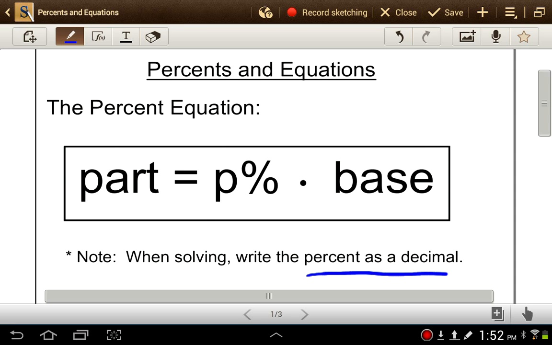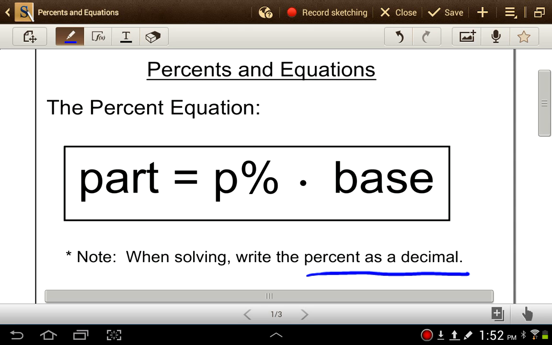It's really important to know that if it's 50%, you don't write 50, because then your answers are going to be huge. You've got to use 0.5. You've got to make sure that as you're solving, you are using the decimal form of the percent. But again, it's part equals percent times base. Your base is your whole number, your starting value, the maximum value. You could have a percent higher than 100, remember. That is possible. We have 4 examples, so let's get to them.